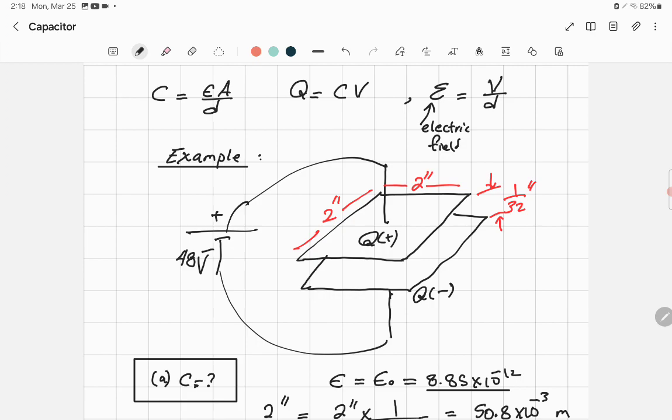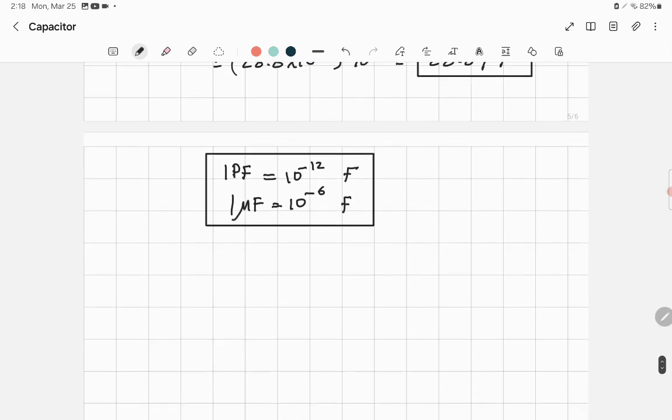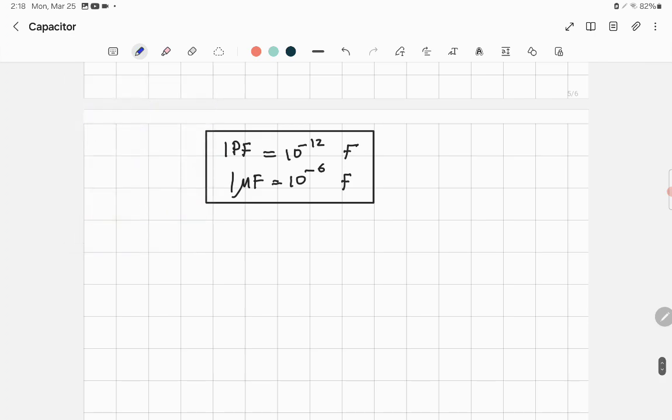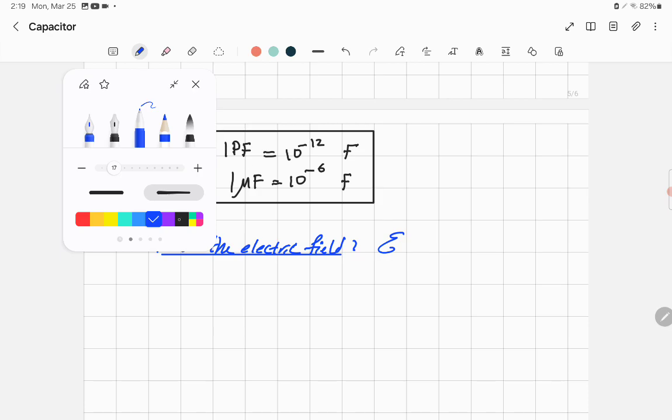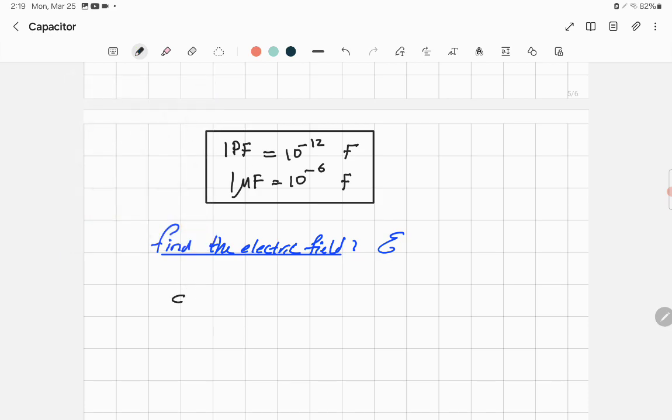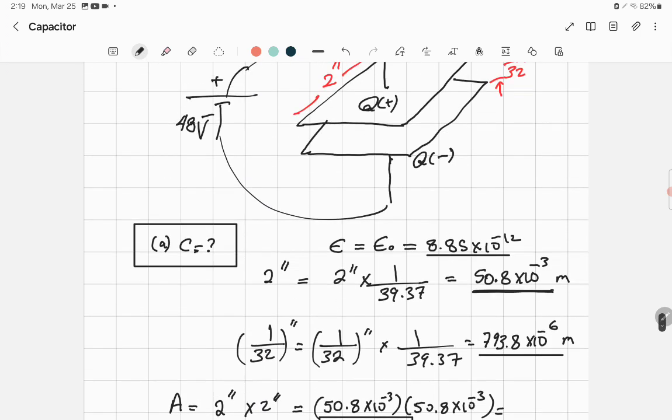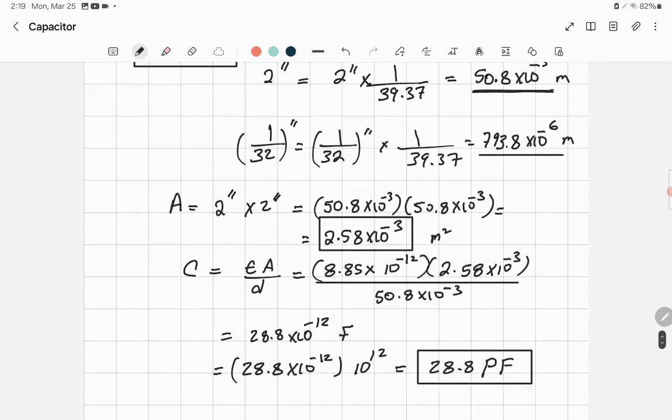Now let's continue. We found the capacitance. What else? Find the electric field. The second question will find the electric field. How do you find the electric field? You remember the equation that we used just a few minutes ago? The electric field is equal to voltage divided by distance. The voltage was 48 volt, and the separation distance is 1/32 inches, and we converted it to meter.